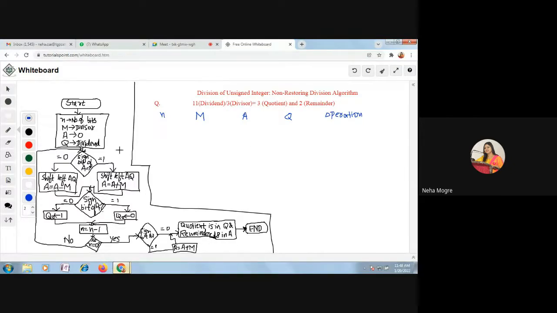So you know very well what is the value of M, the divisor. Divisor is nothing but 3, and Q is your dividend. So Q is nothing but 11, right? So I'm going to write here the value of Q first. That is 1011.